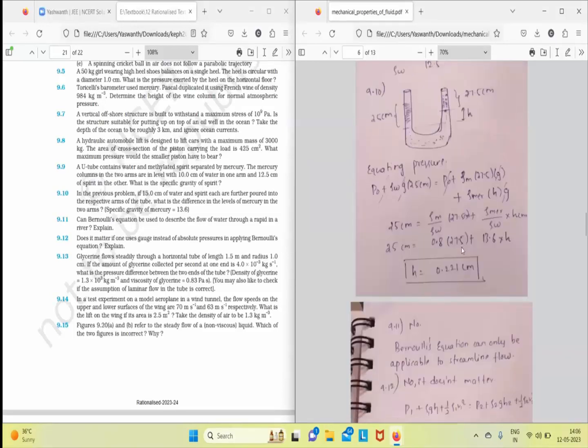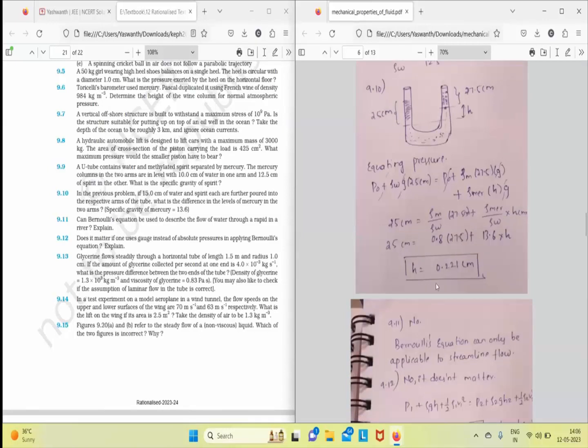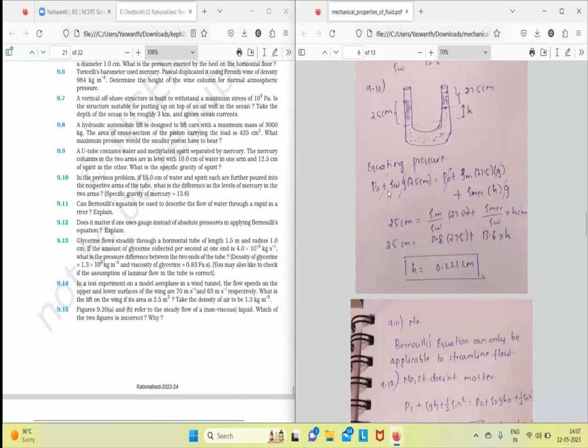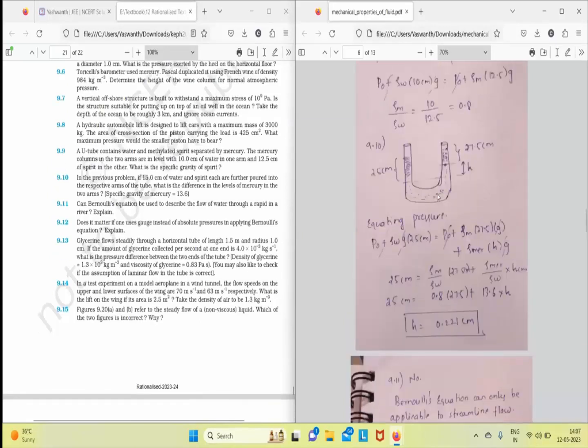And if you simplify this, then you can get the height of the difference in the levels of mercury in both hands as 0.221 centimeters. So through this question, what we learned is, we can't apply directly the pressure equation between two different fluids. So first you need to calculate the pressure at the point which is in the junction between 2 points, and then you need to calculate the pressure in the next fluid.